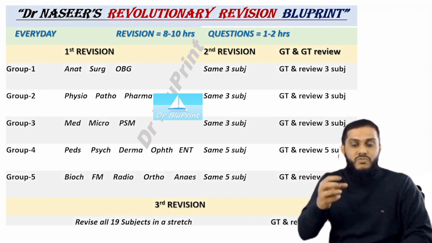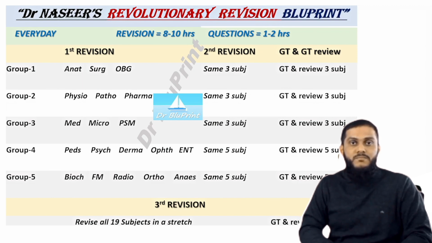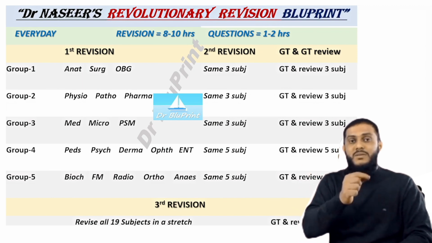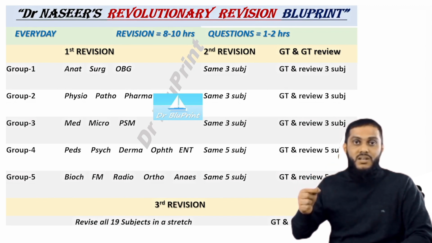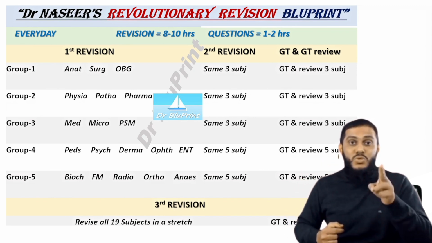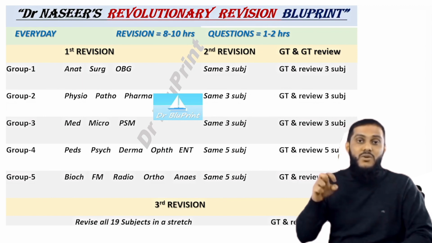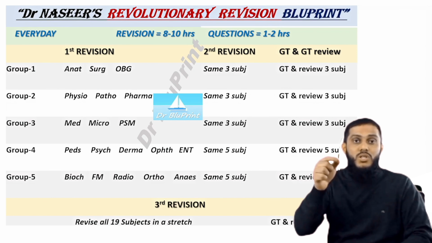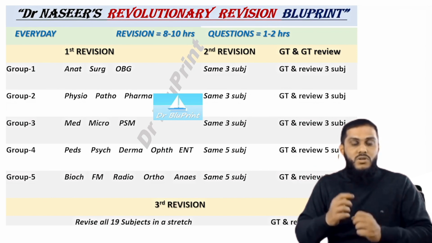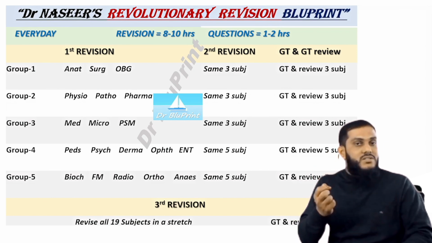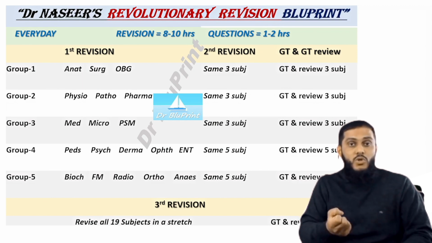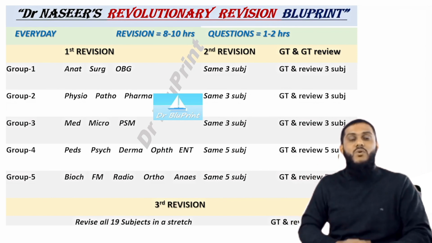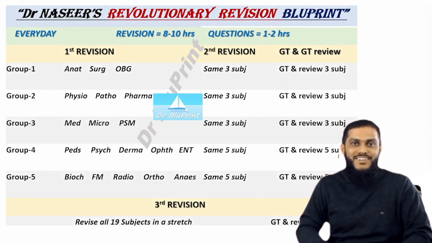Once we complete 2 revisions like this with 5 GTs, now start the third revision. In the third revision, all the 19 subjects you have to revise in a stretch. Now you take less time, because you have just finished 2 revisions. And then you have to give a GT. And now you have to review all the 19 subjects, because now you are thorough with all the 19 subjects. Because you have taken 3 or 5 subjects and you have identified the weaker topics and improved them, obviously now you can perform better. So this is what I call the revolutionary revision blueprint.